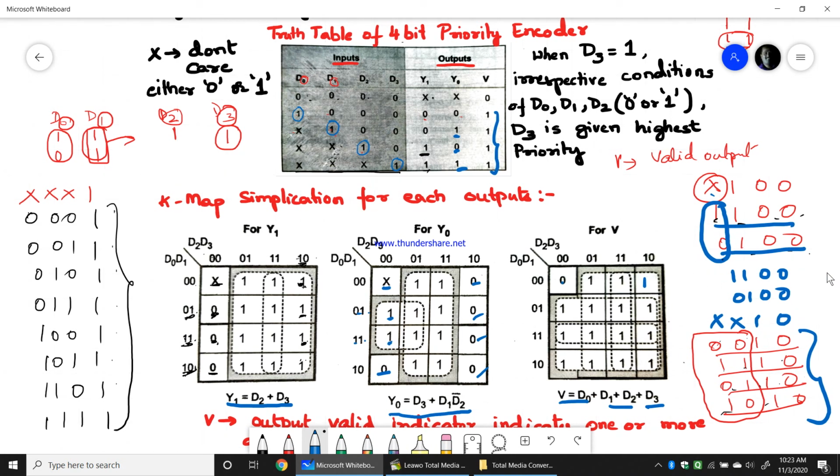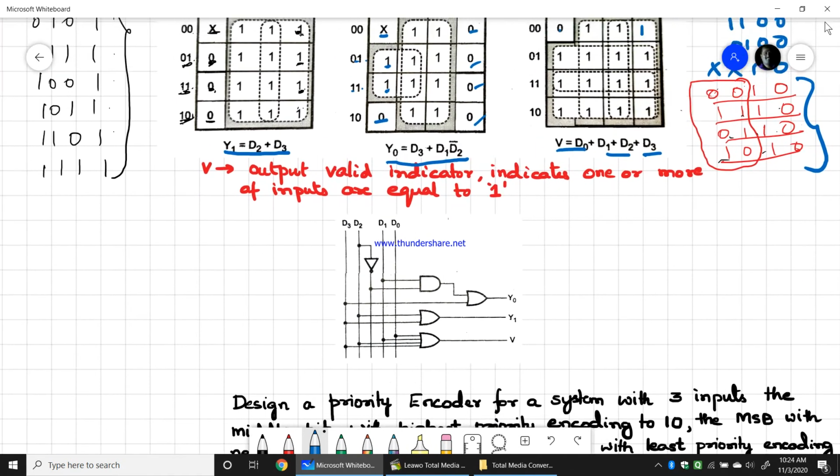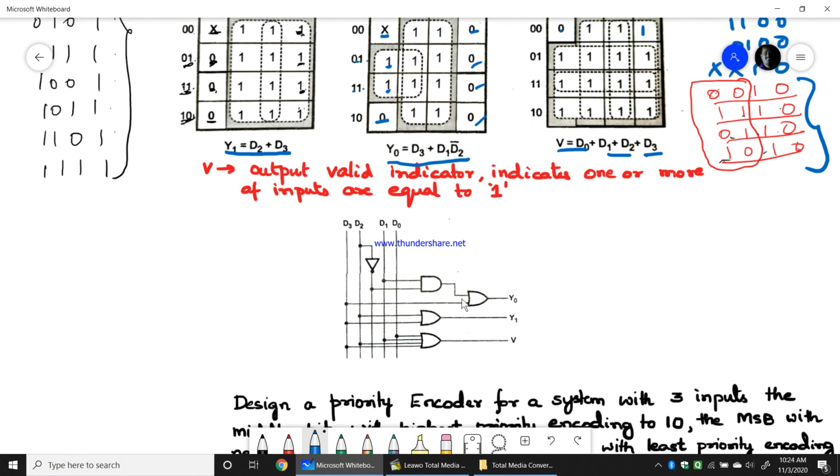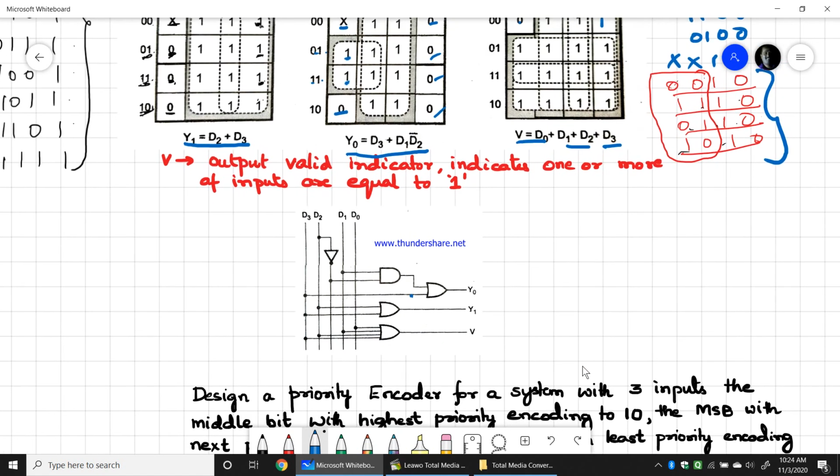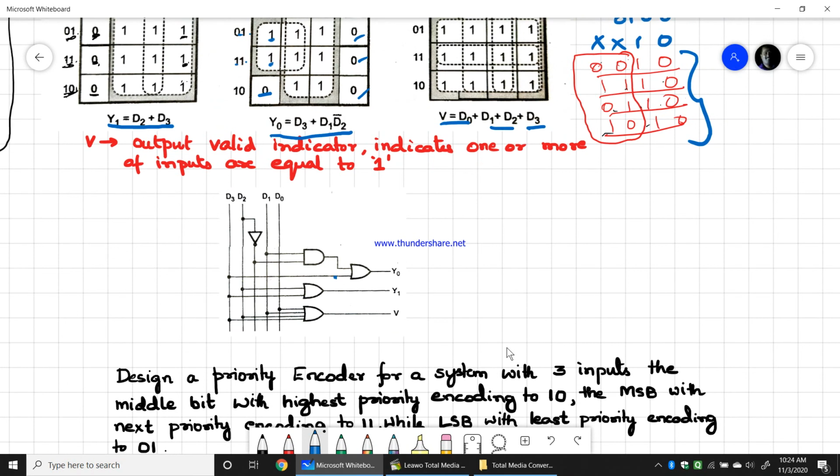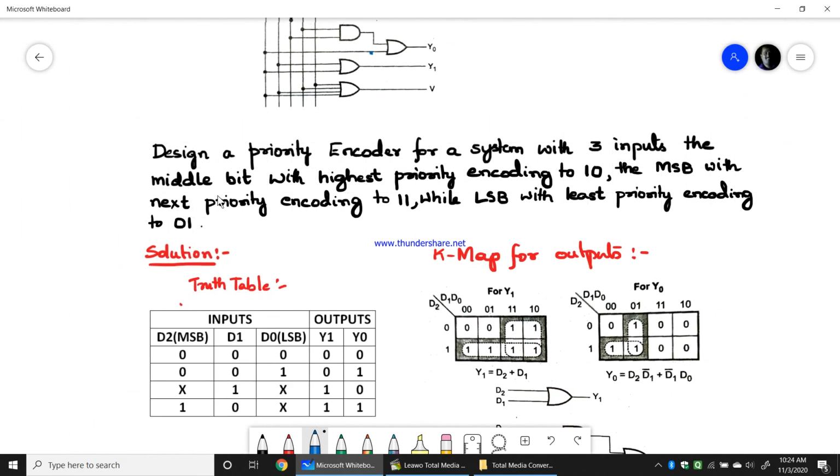So if I write the diagram for this, this is how it looks. y1 is d2 plus d3, so I need an OR gate. y0 is d3, which is coming out from d3, and then you have d1 d2 bar, and v is d0 plus d1 plus d2 plus d3, that is v, which is the output valid indicator. So this is the priority encoder information or details. Now let us go with the next question.